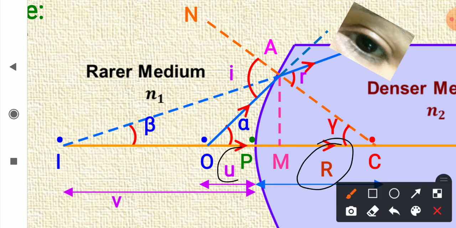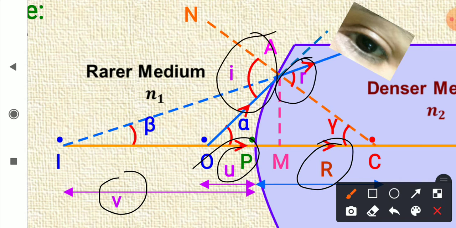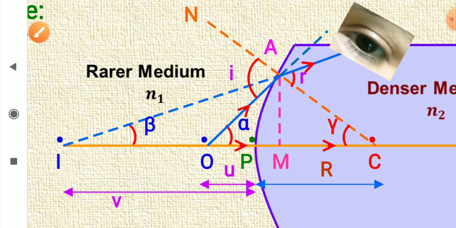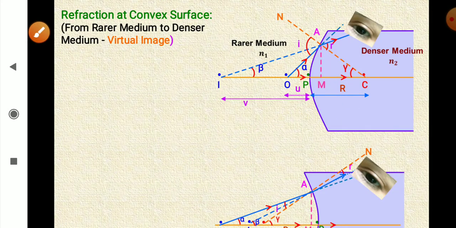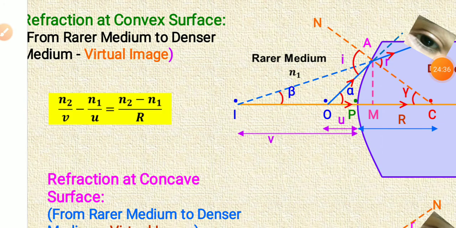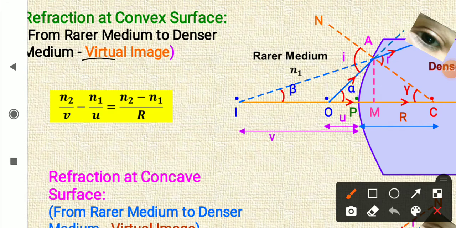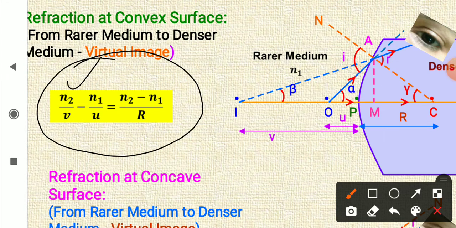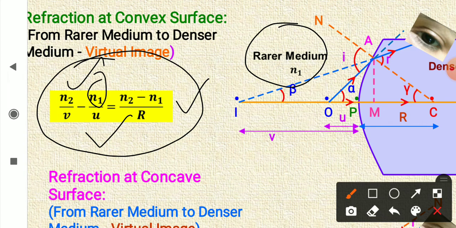So taking the sign convention properly for u, v and r, and writing equations for I and r from these triangles and using Snell's law, when you solve it, you will arrive at this relation, and you will be surprised to see that the relation in this case is also the same relation, n2 upon v minus n1 upon u is equal to n2 minus n1 upon r. And you know that n1 is the refractive index of the rarer medium, and n2 is the refractive index of the denser medium.